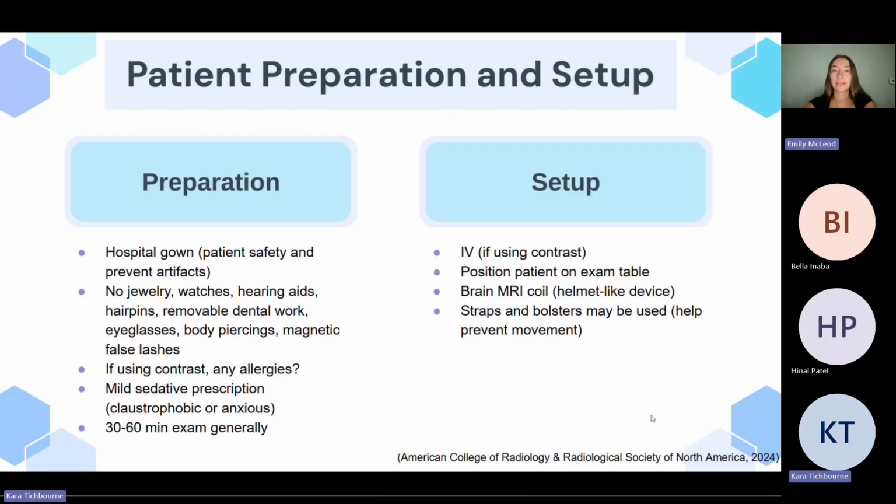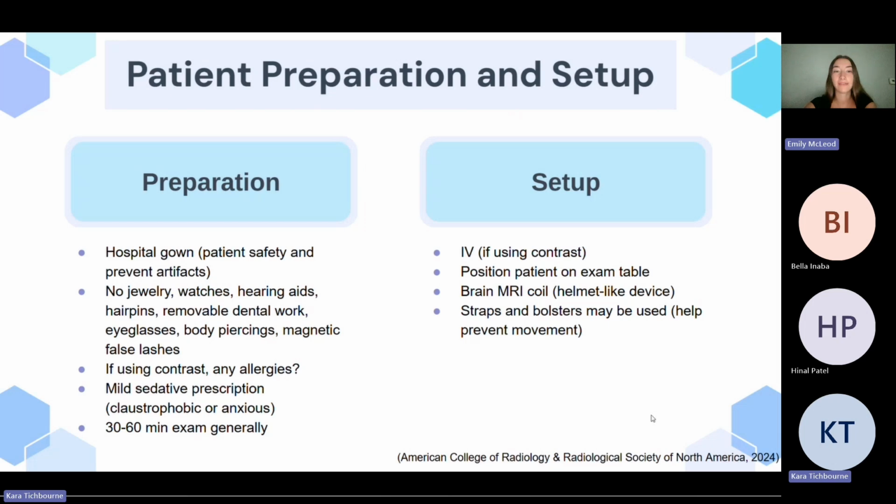Before the MRI begins, the patient needs to be properly prepared to ensure safety and image quality. The patient is first asked to change into a hospital gown to prevent any metal in clothing from causing safety hazards and to prevent artifacts. All metallic objects such as jewelry, watches, hearing aids, hairpins, removable dental work, eyeglasses, body piercings, and magnetic false eyelashes must be removed. If contrast is being used, the patient is screened for any allergies, and for patients who experience claustrophobia or anxiety, a mild sedative may be prescribed if appropriate.